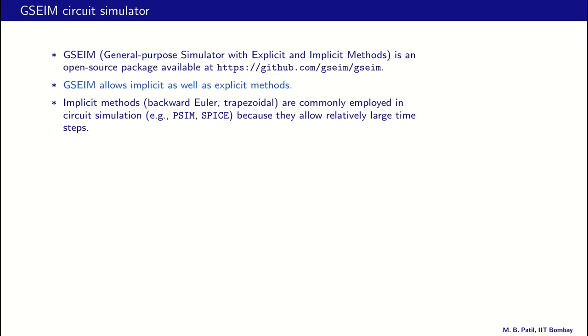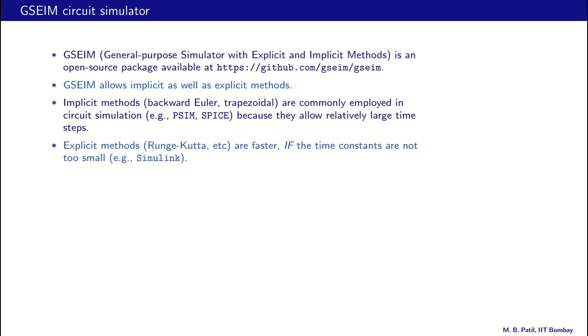Implicit methods such as backward Euler, trapezoidal are very commonly used in circuit simulation, and PSIM and SPICE are some of the circuit simulators, also PSCAD, which use these methods. And implicit methods are popular because they allow relatively large time steps, which means we have to take fewer time steps to cover a given interval. That makes the simulation faster.